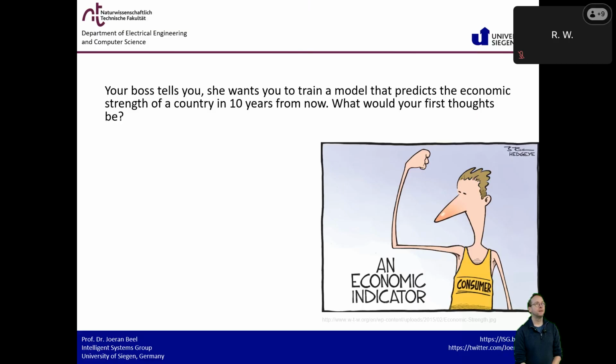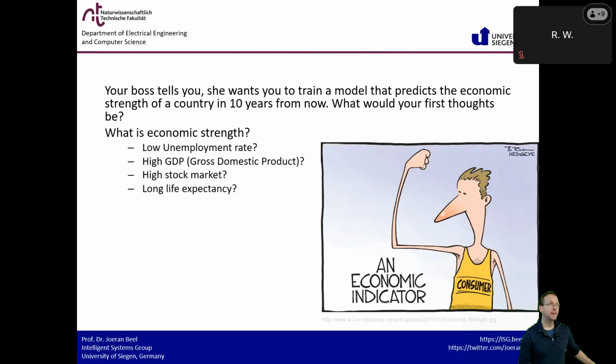Economic KPIs, yeah. You need to know what economic strength is at the highest level. What does she mean by this? And then, just what you mentioned, you need some KPIs. So how exactly do you measure economic strength?